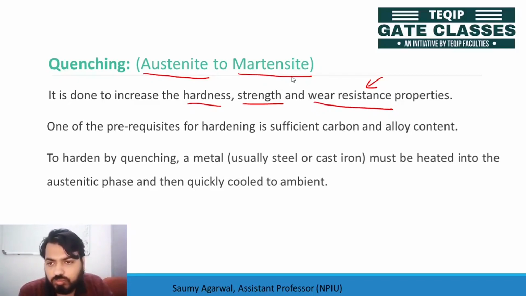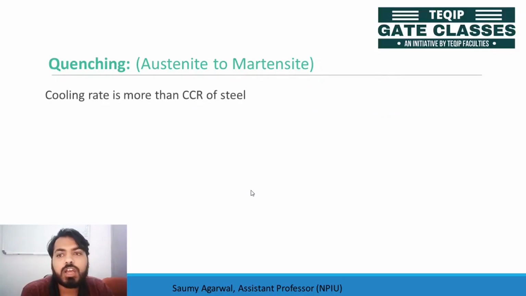To harden by quenching, a metal must be heated into the austenitic phase. We are talking about steel here, and then it has to be quickly cooled, which means a high cooling rate. You can say that the cooling rate is more than the critical cooling rate of the steel. In the previous lecture we studied the various types of CCR, the various types of cooling rate.